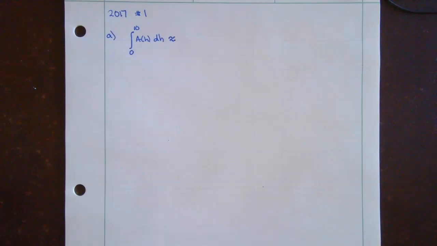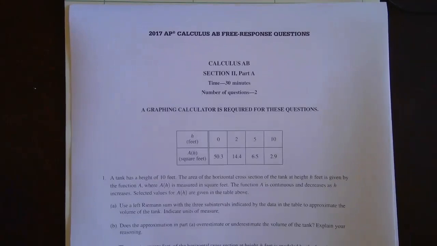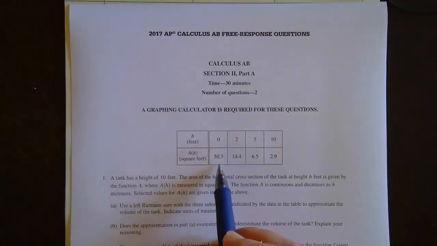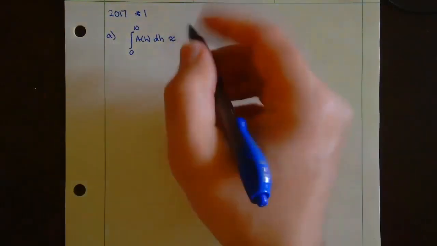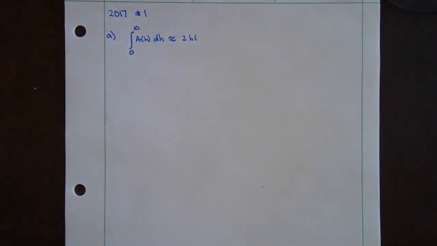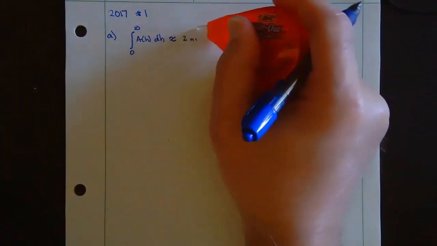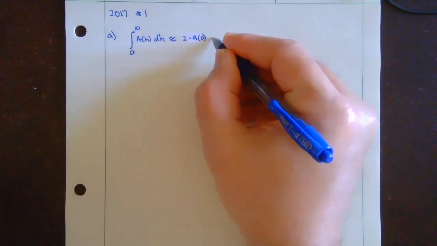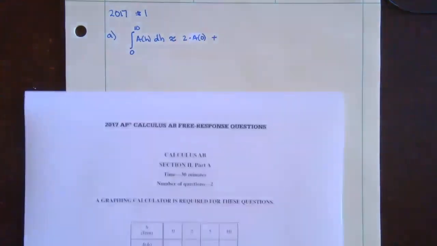And we're going to do that with a left Riemann sum, so this is going to be approximate. If we're doing a left Riemann sum, that first width from the table goes from 0 to 2, and we're going to use the left side, so it'd be 50.3. That's the height of it. So you could also do it like this: 2 times A of 0.